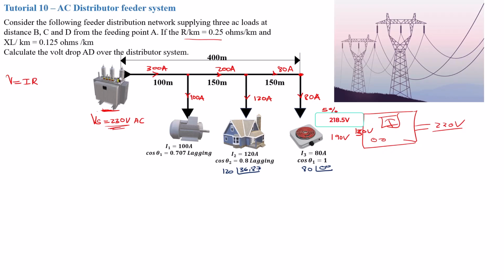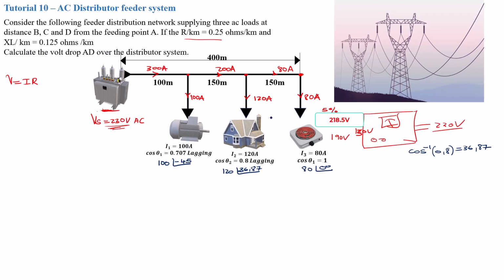36.87. You can do this conversion with your calculator by taking the 0.8 and doing an inverse cos of 0.8. That's going to give you 36.87. Then on this one here, you're going to do the same thing. We're going to have 100 with an angle of about 45 degrees. But now remember, this is a lagging power factor, so it's going to be a negative 45, and that should be the same here, negative 36.